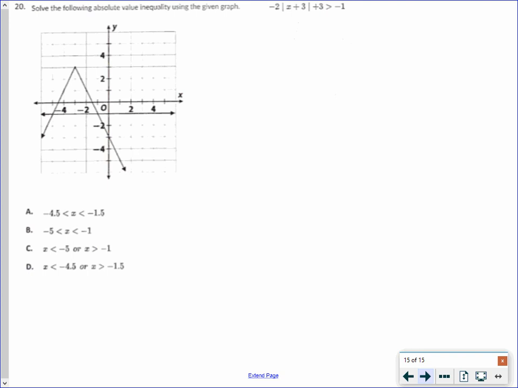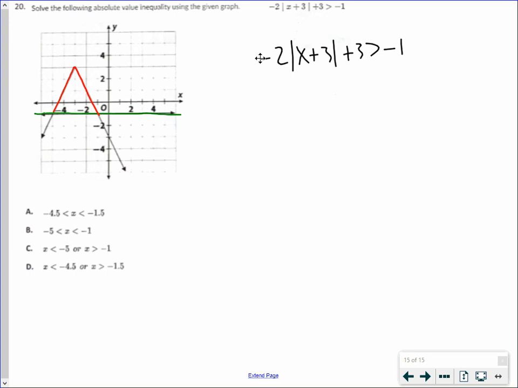For 20, we're asked to solve the following absolute value inequalities using a given graph. We have negative 2 times the absolute value of x plus 3 is greater than negative 1. And we gave you the graph over here, so you can use the graph to solve it. So what we want is all the values of the graph greater than negative 1, everything above this line right here. Okay? So we want the red portion I'm going to draw right here. That is where our answer is.